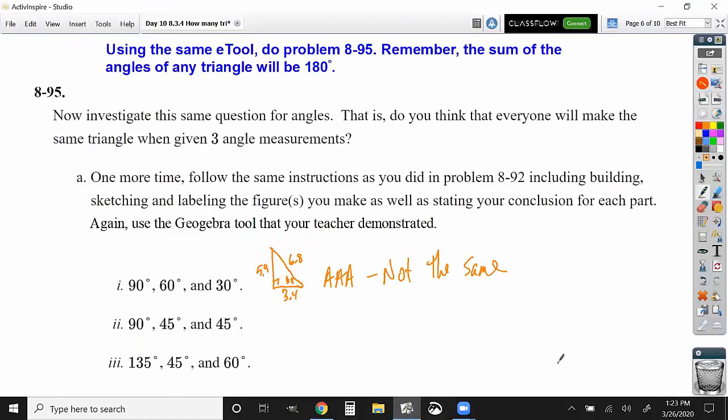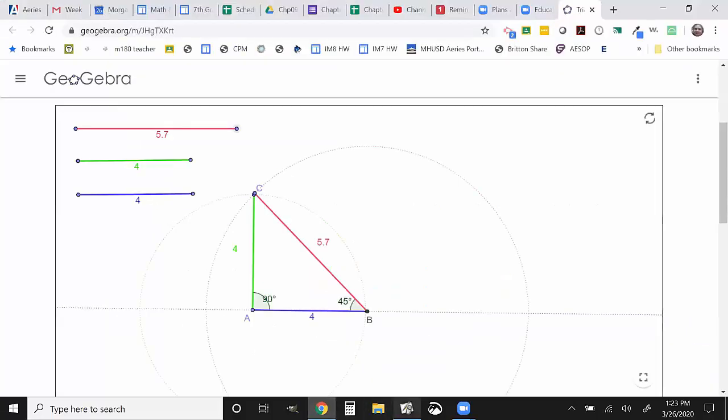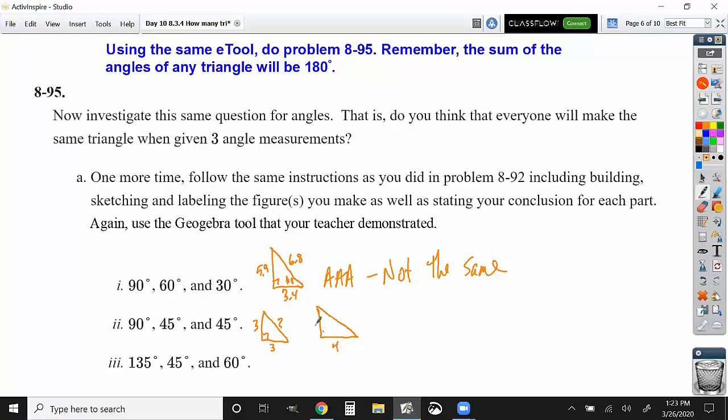So on my paper, maybe I'll draw the both of those. I had one that looked like this, which was like a 3 and a 3 and something else. I don't remember. And then I had another one, the one we just did, and that one was 4, 4, and 5.7. These are different. So angle, angle, angle, not the same.